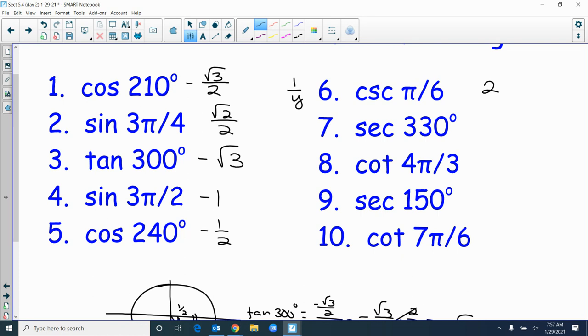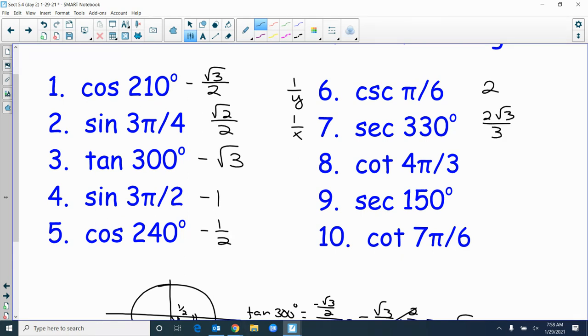Gabby, how about secant of 330? What's the relationship? Cosecant's 1 over y. What's secant? 1 over x. Okay, and what'd you get for that one? 2 square root of 3 over 3. Okay, I agree. Cotangent of 4 pi over 3.